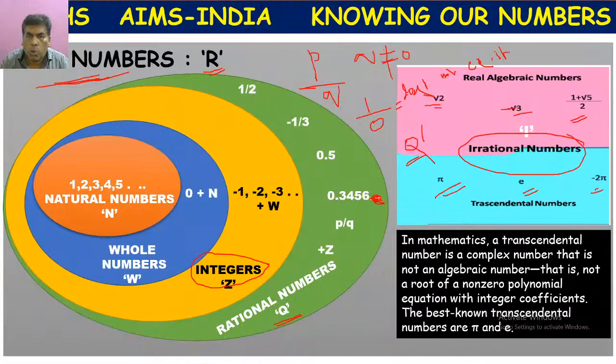So q should not be equal to 0, and this p comma q belong to integers. We can take any integer in the place of p by q, like minus 3 by 2. Real numbers means all these numbers together, they are called real numbers.